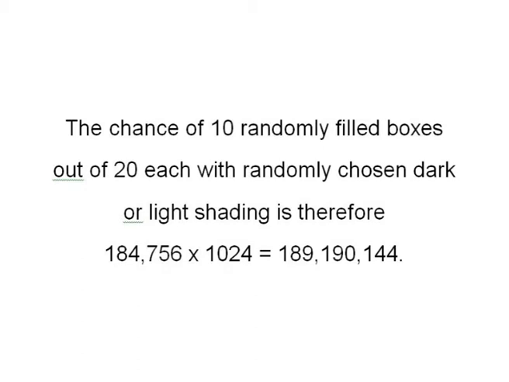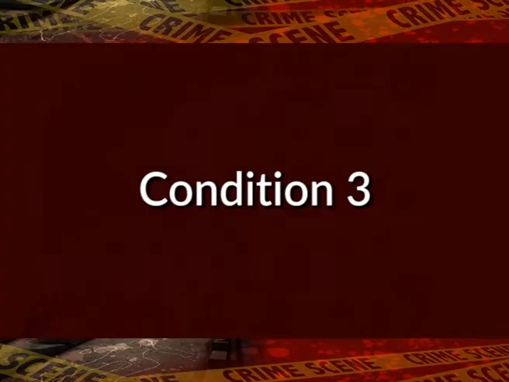1,84,756 into 1024, which will come out to be 18,91,90,144. The chance of two sets of 20 boxes, each with randomly matching 10 filled boxes which are either light or dark shading, is a chance of 1 in 18,91,90,144. If we now take into consideration condition 3 in addition to conditions 1 and 2, condition 3.